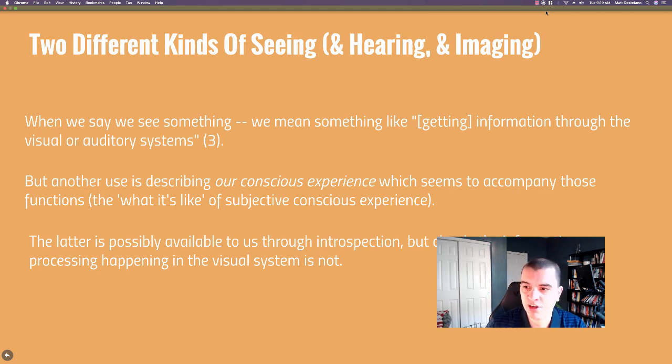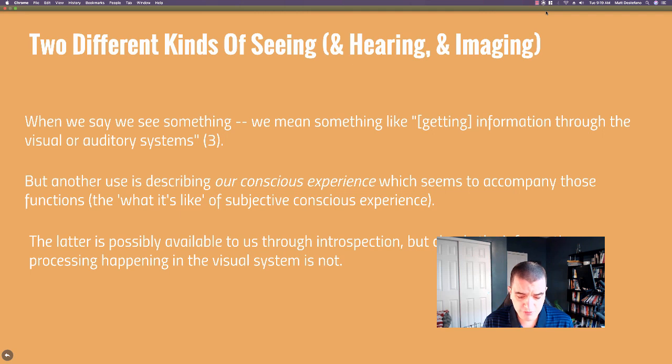When we say we see something, we mean light reflected off the surface of that object and propelled back to my retina, and so on and so forth, until the brain processes it, creates a representation, et cetera, et cetera. But another use is describing our own conscious experience of that. And it seems to accompany the lower level explanation, in that I see a blue light on the camera I'm looking at. That is one type of seeing, but it's not the same as the bottom level processing that's going on, right? It's a qualitative what-it's-like of experience, but it's not identical to the actual nitty-gritty processing of the visual system.